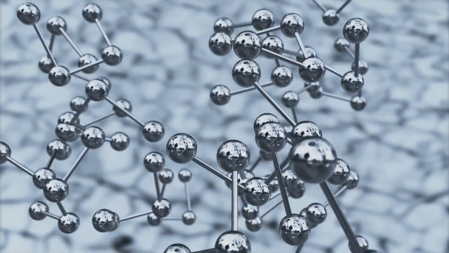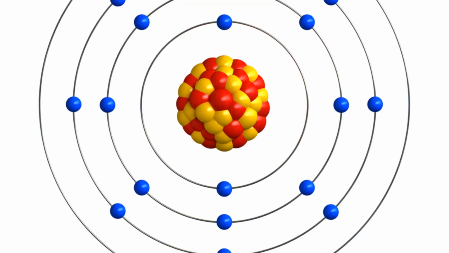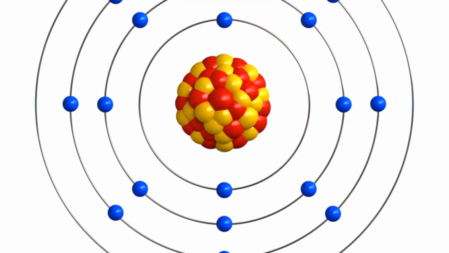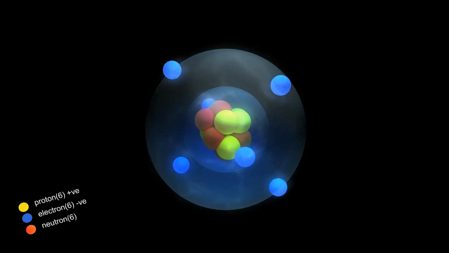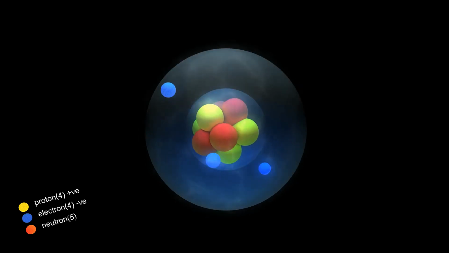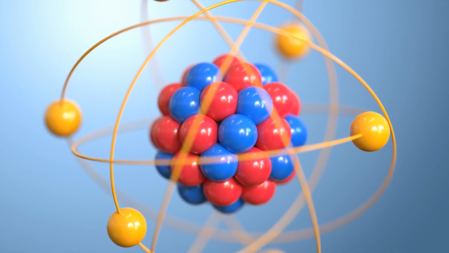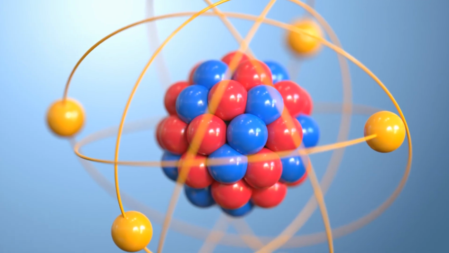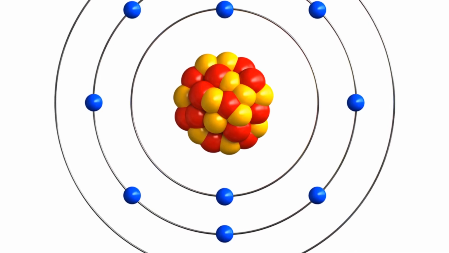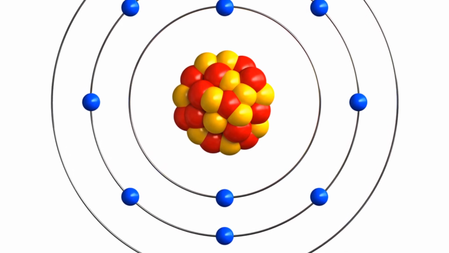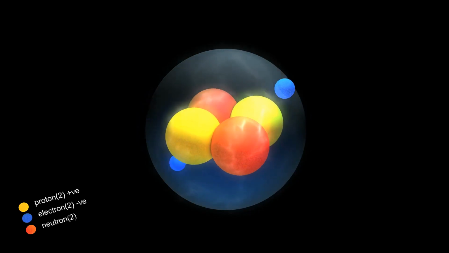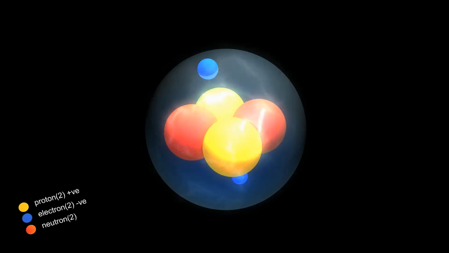Atoms are the basic building blocks of matter. They are made up of even smaller particles called protons, neutrons, and electrons. Protons have a positive charge, neutrons have no charge, and electrons have a negative charge. Usually atoms have an equal number of protons and electrons. This means they have a neutral charge overall.